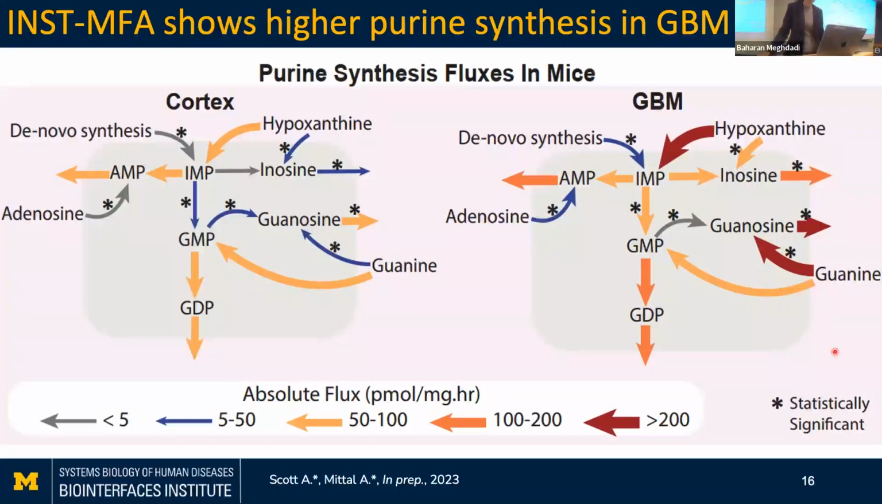And when we compare cortex and GBM, we could see that IMP is produced mostly from the salvage pathway in both cortex and GBM. The IMP to GMP, which is called de novo GMP synthesis, has higher rates in the GBM. And also we found that inosine and guanosine production is higher in the GBM, which confirms that GBMs need more nucleotides because they want to divide and proliferate.